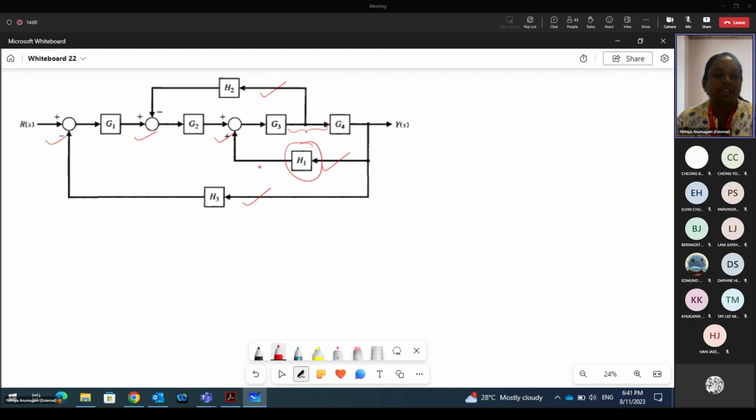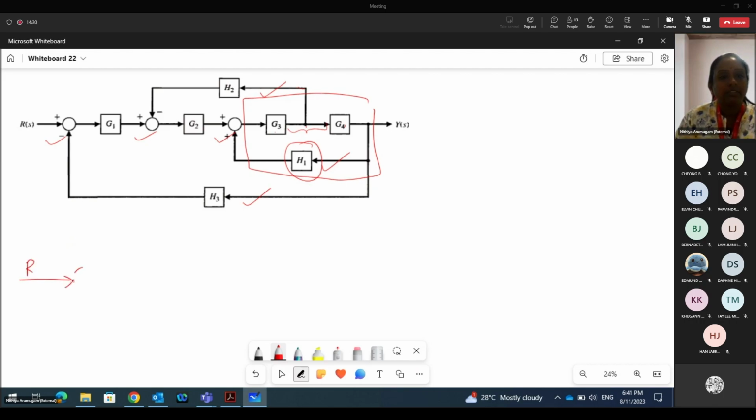So here first we have to eliminate the loop between the G3, G4 and the H1, at this position. Okay, how are we going to do that? We need to combine G3, G4 and H1. So for that, we need to move the H2 behind the G4 so that it doesn't interfere. All right. So how will it be?